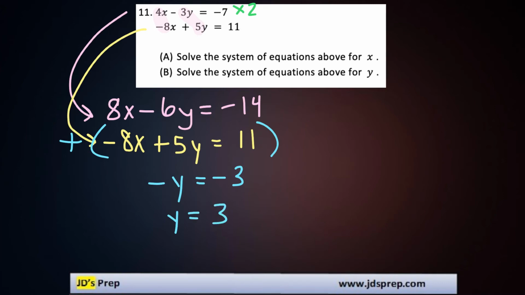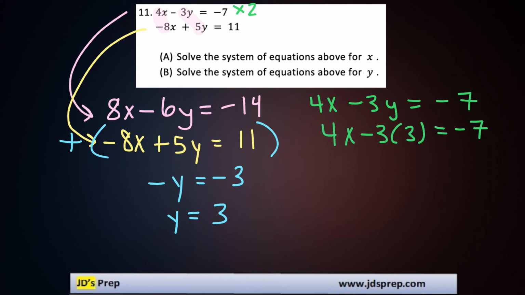Now, in order to solve for x, we're going to go back up to one of the original equations, replace y with 3, and solve for x. It doesn't really matter which one we pick. I'm just going to choose the first one, which is 4x minus 3y equals -7. Now I'm going to substitute in the value of 3 for y. So it'll be 4x minus 3 times 3 is equal to -7.